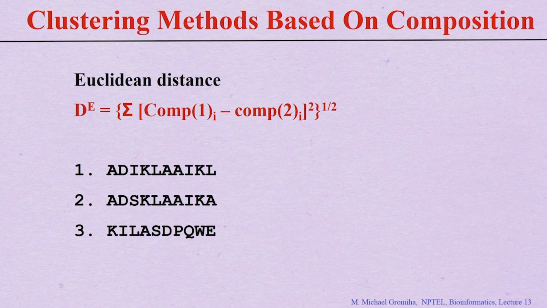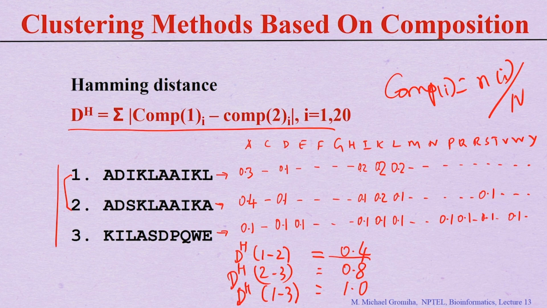Another measure, similar to Hamming distance, is the Euclidean distance. What is the difference between Hamming distance and Euclidean distance? It is the sum of squares. You take composition 1 minus composition 2, the whole square. Here we do not care about the sign, and then you have to take the root. So what is the value of d E between 1 and 2? You get the differences: 0.1, 0.2, 0.3, 0.4.